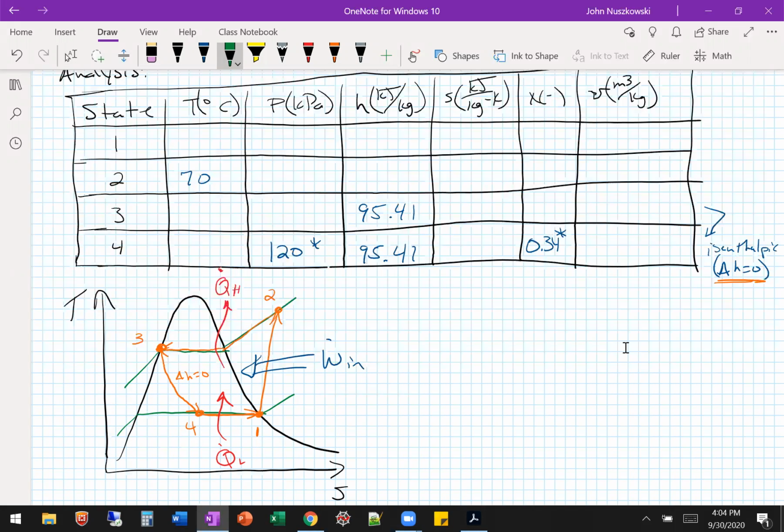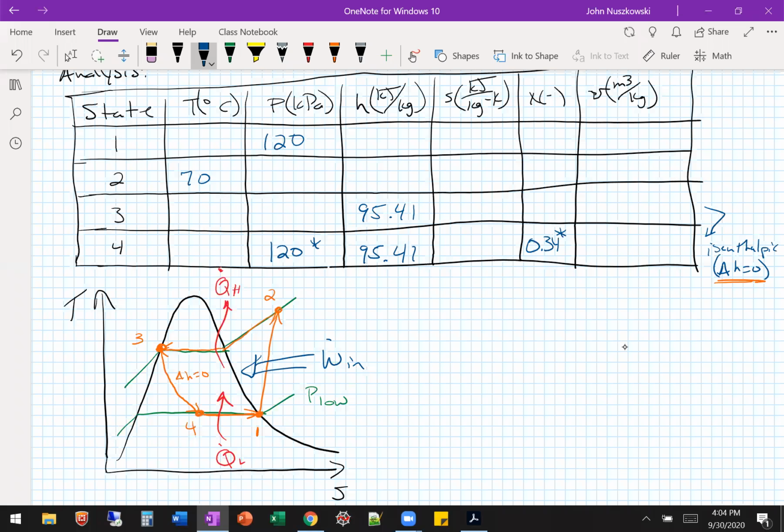You can see that pressure at 1 and 4 are the same. Okay, so I'll just call this low pressure. All right, so pressure at 1 and 4 are the same. We have 4. So that means we have 1's pressure.